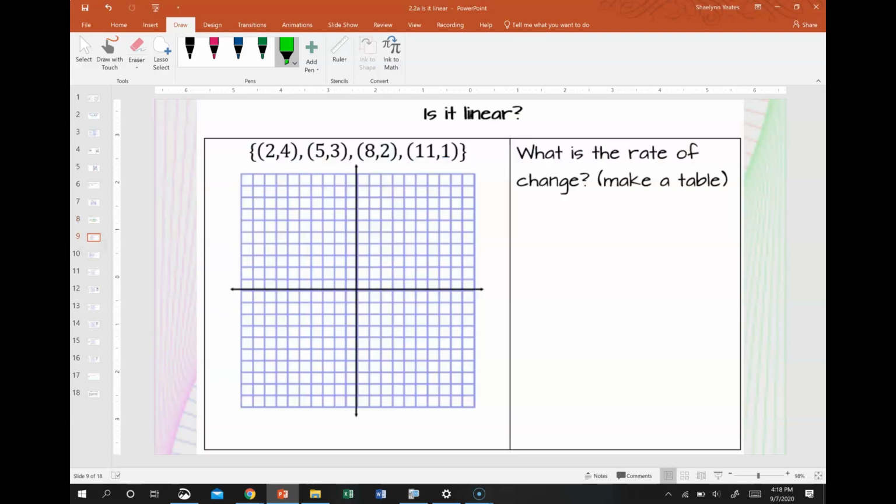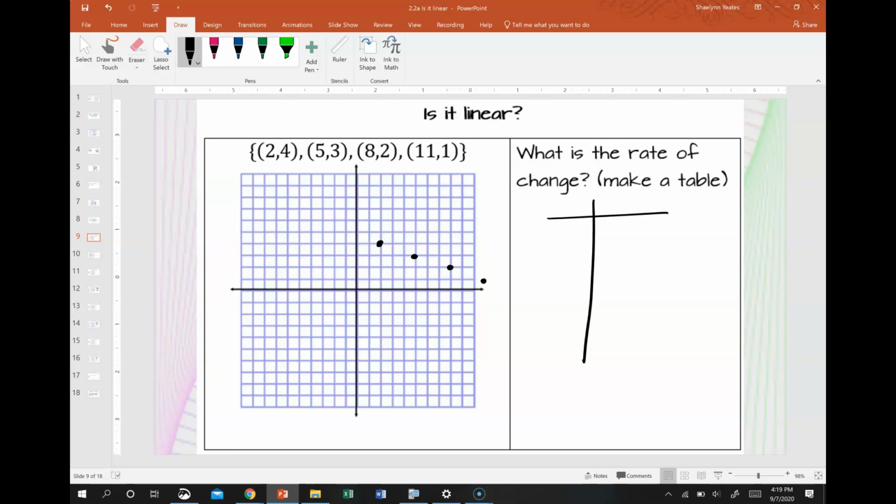And we're going to find that by creating a bunch of tables. So right here's our points. We're going to go over 2, up 4, over 5, up 3, over 8, up 2, and then over 11, up 1. This looks pretty linear, so let's check it out.